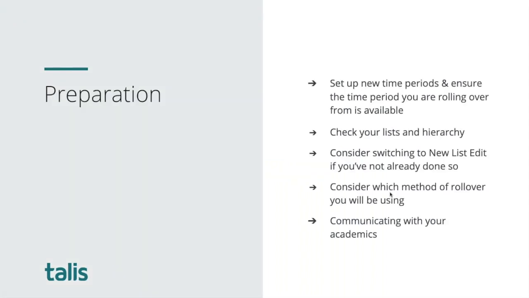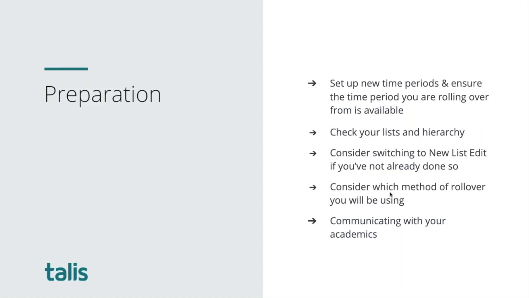So preparation. The first thing we'd recommend that you do is set up or ensure that your new time period, the time period that you're going to be rolling over to, is available in your reading lists, and it's got the dates that you are wanting. This is particularly important in light of COVID-19, you might have had to adjust your teaching sessions. So if you do that, you might just want to make sure that you've let us know that your new dates are different to what you requested at the start of the year or at the end of last year for this year.